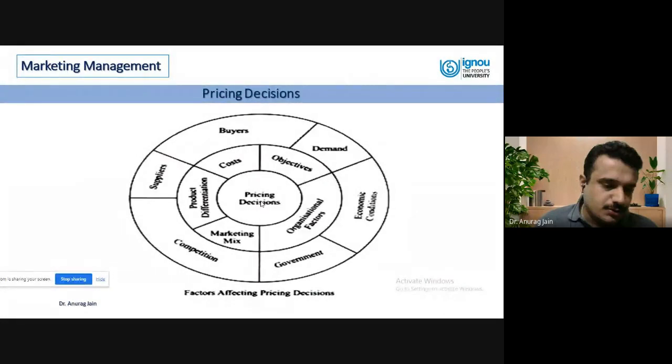So those costs can be controlled by you and decided by you, but it impacts your pricing decision. What are your objectives of doing business? Why are you in this business? Why do you want to do business in the future? Those objectives can determine the price. Product differentiation: how is your product different from all other competitors in the market? What is the USP which you have which no other products have in the market? All these things can impact pricing decisions.